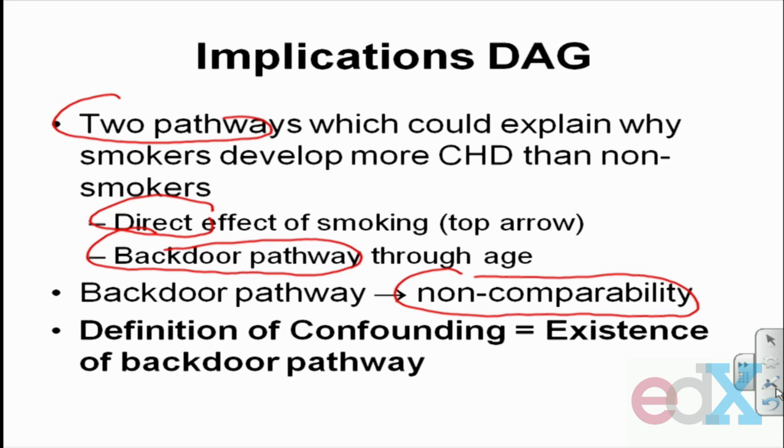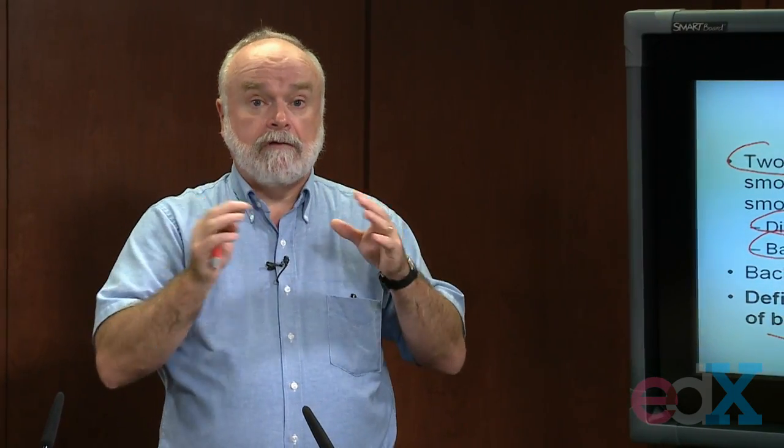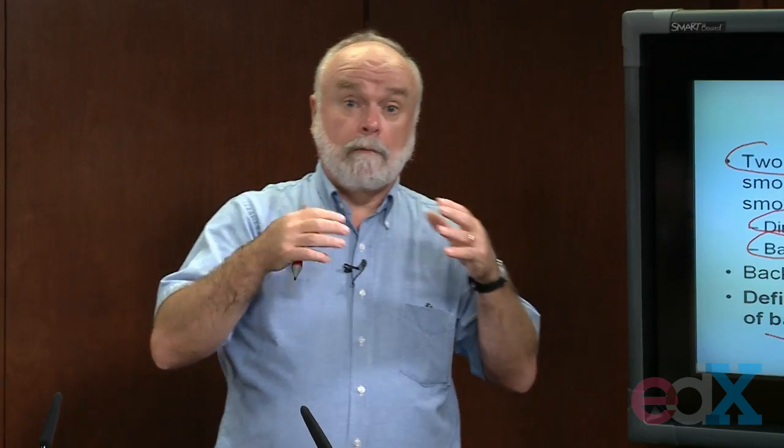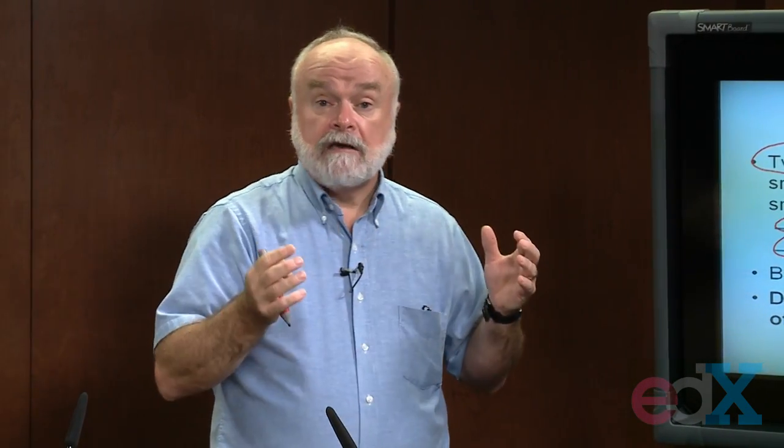So if you want to make a conceptual definition of confounding based on this non-exchangeability principle, essentially in terms of a graph, confounding means a backdoor pathway exists. That's the concept of confounding. So hopefully we agree with this. Now we have to take it a step further. We have to develop a working definition of what confounding is and a method for detecting it in a data set.